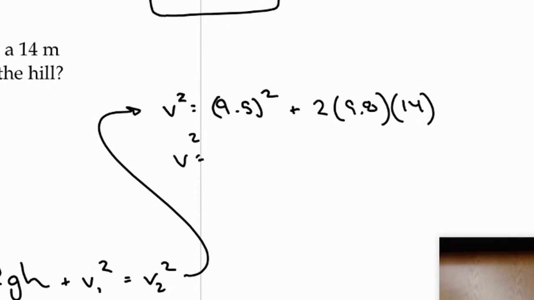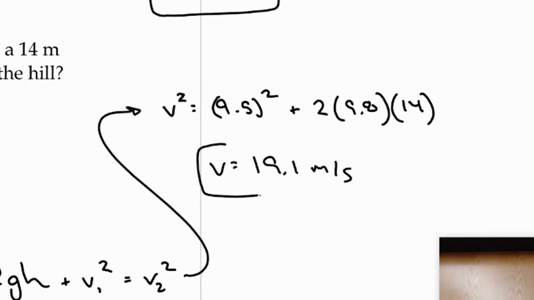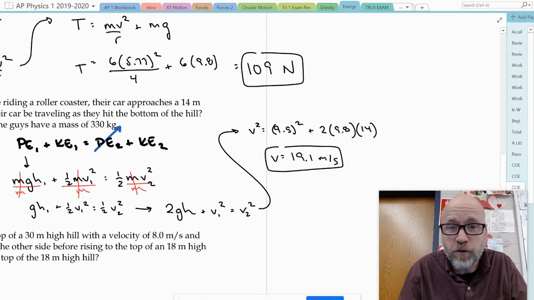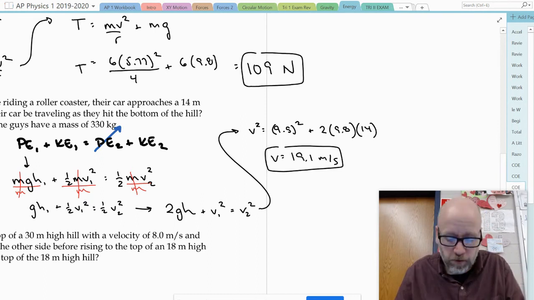I took the square root, and I got 19.1 meters per second. Anyone else agree? I hope so.